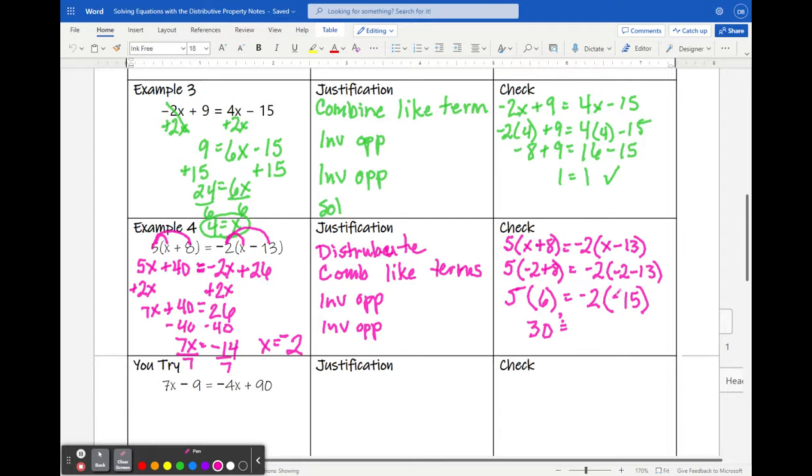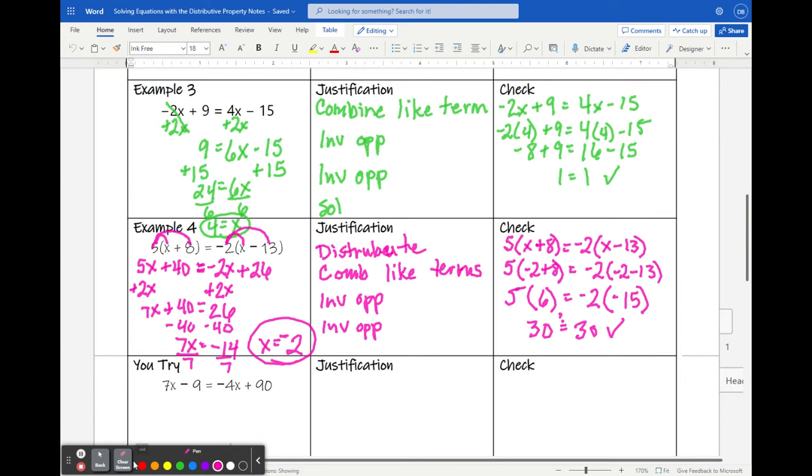Let's see, negative 2 times negative 15. Negative times negative is positive. 2 times 15 is 30. It does check out my solution. x equals negative 2.